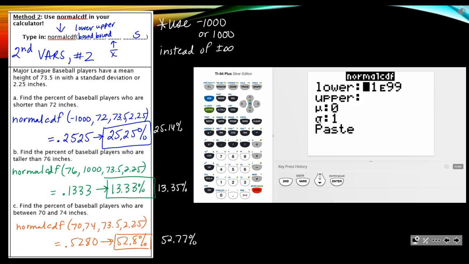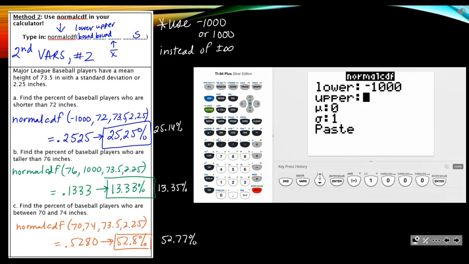So we're going to type these things in. For part A, our lower bound was negative 1,000. What they have right here is basically negative 1 times 10 to the 99th power. So this is like scientific notation for a really, really tiny number. I'm going to type in negative 1,000 so that you get the same answers that you see that I wrote when you watch the first part of the screen, the Office Mix. So I typed in my lower bound. I'm going to press enter.